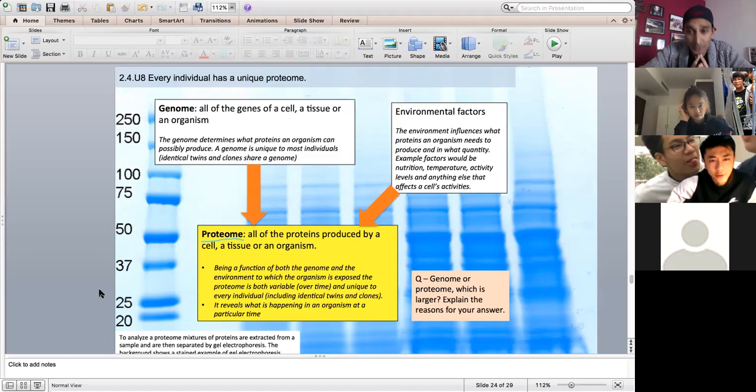Is proteome genome? Well, proteome is based on genome, right? Because to make a protein, you need the instructions from the DNA. So the genome is your DNA, whereas the proteome is the proteins you build from that DNA.